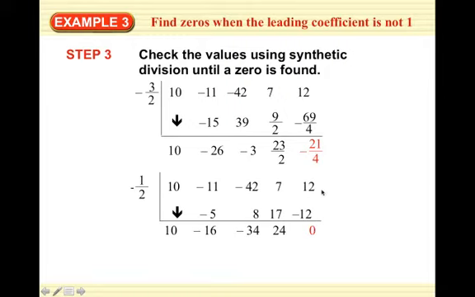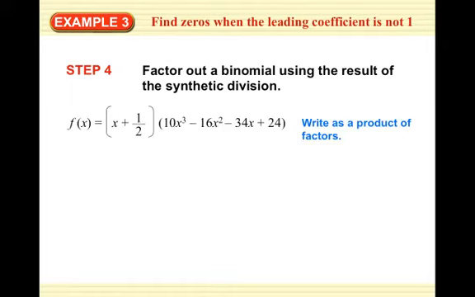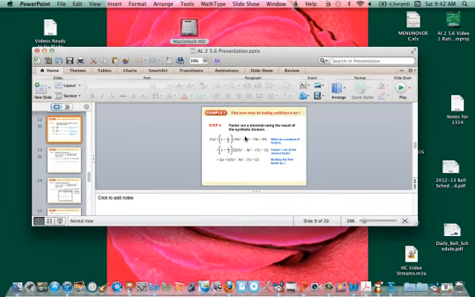So let's consider what we've done so far. We are going to factor out the binomial using the result of synthetic division. So we have x minus negative 1/2, so x plus 1/2. And then we use those coefficients. We'll get to them in just a second. We'll use these coefficients here to create our quotient.